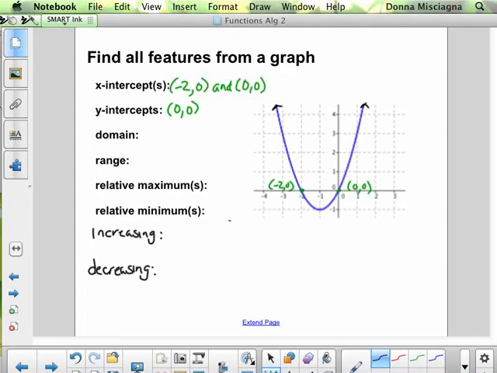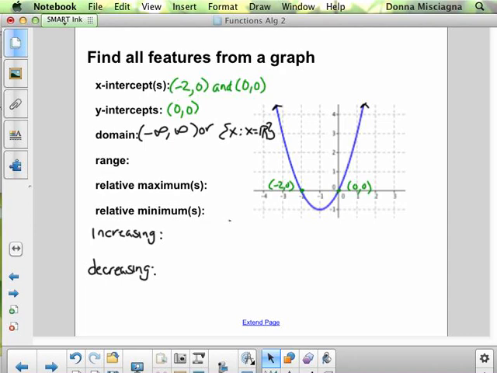So the domain is -infinity to infinity, or in set notation, let's see, I can squeeze it in. All right, let's try. x such that x is a real number. There we go, just got it in.